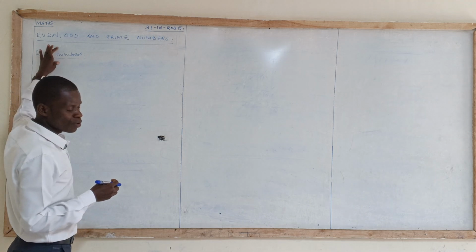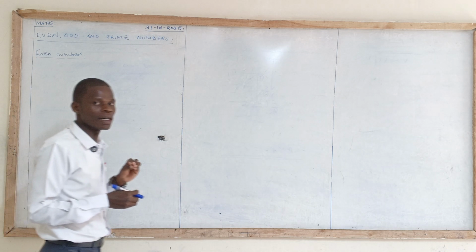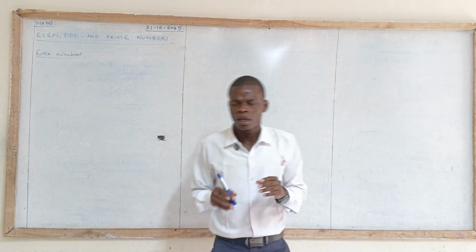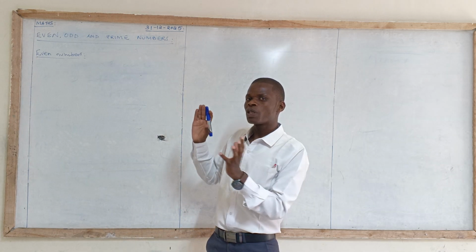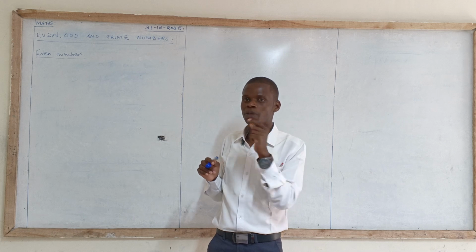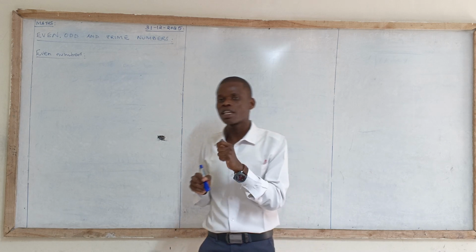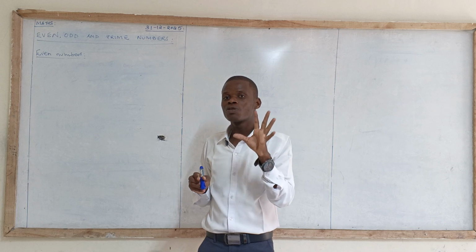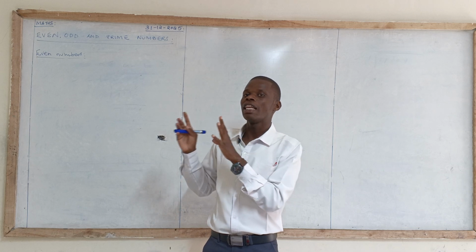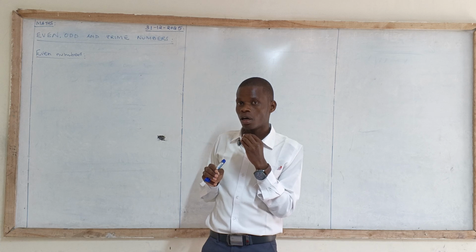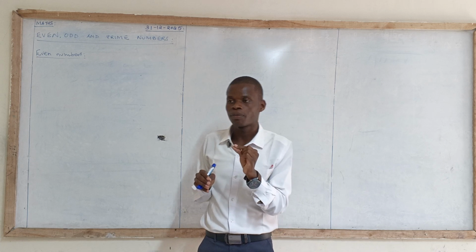Now, let us start with even numbers. What are even numbers? What do you think even numbers are? Remembering whatever we did last time in divisibility test, let us look at divisibility test of 2. When did we say a number is divisible by 2? A number is divisible by 2 if the last digit is even.